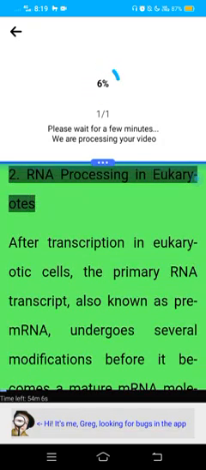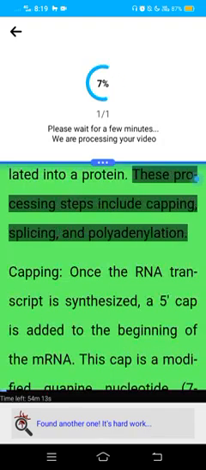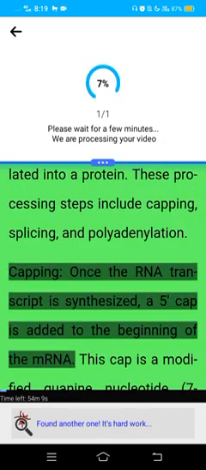2. RNA processing in eukaryotes. After transcription in eukaryotic cells, the primary RNA transcript, also known as pre-mRNA, undergoes several modifications before it becomes a mature mRNA molecule capable of being translated into a protein. These processing steps include capping, splicing, and polyadenylation.